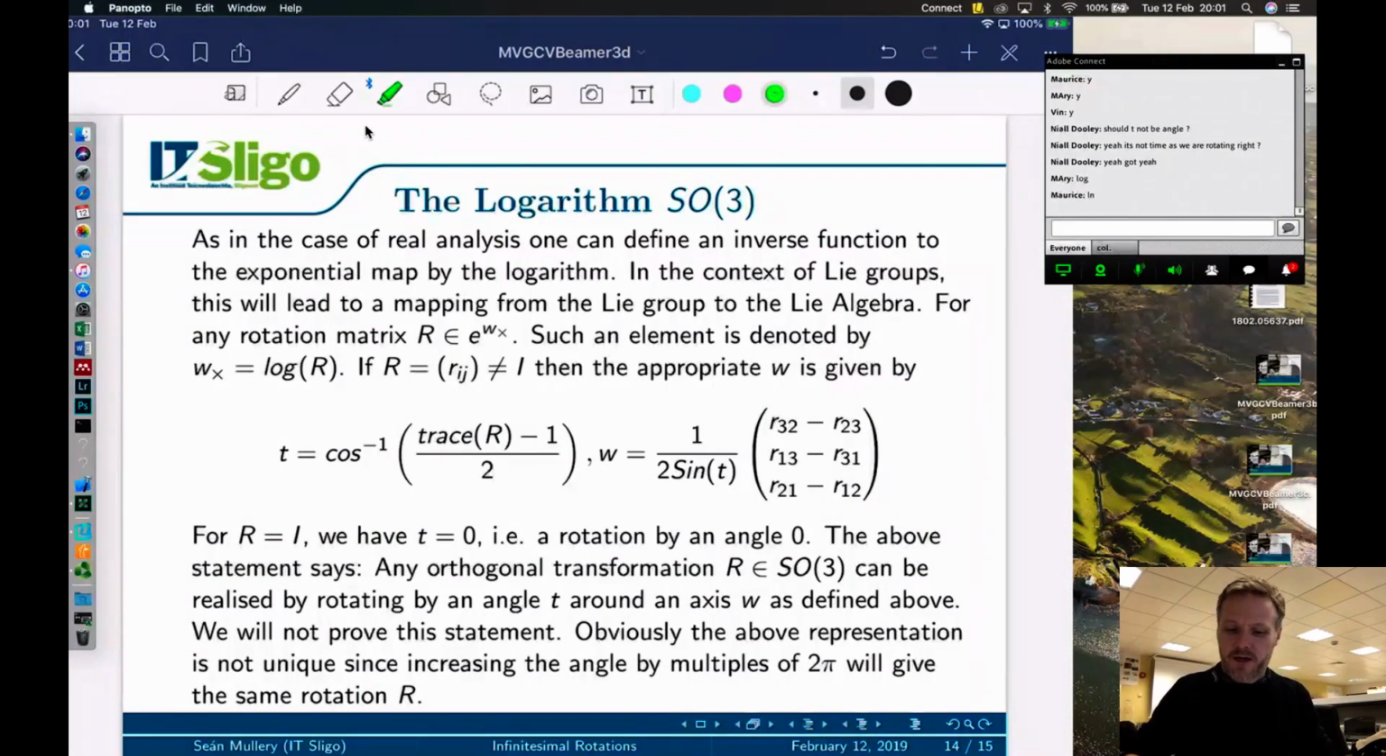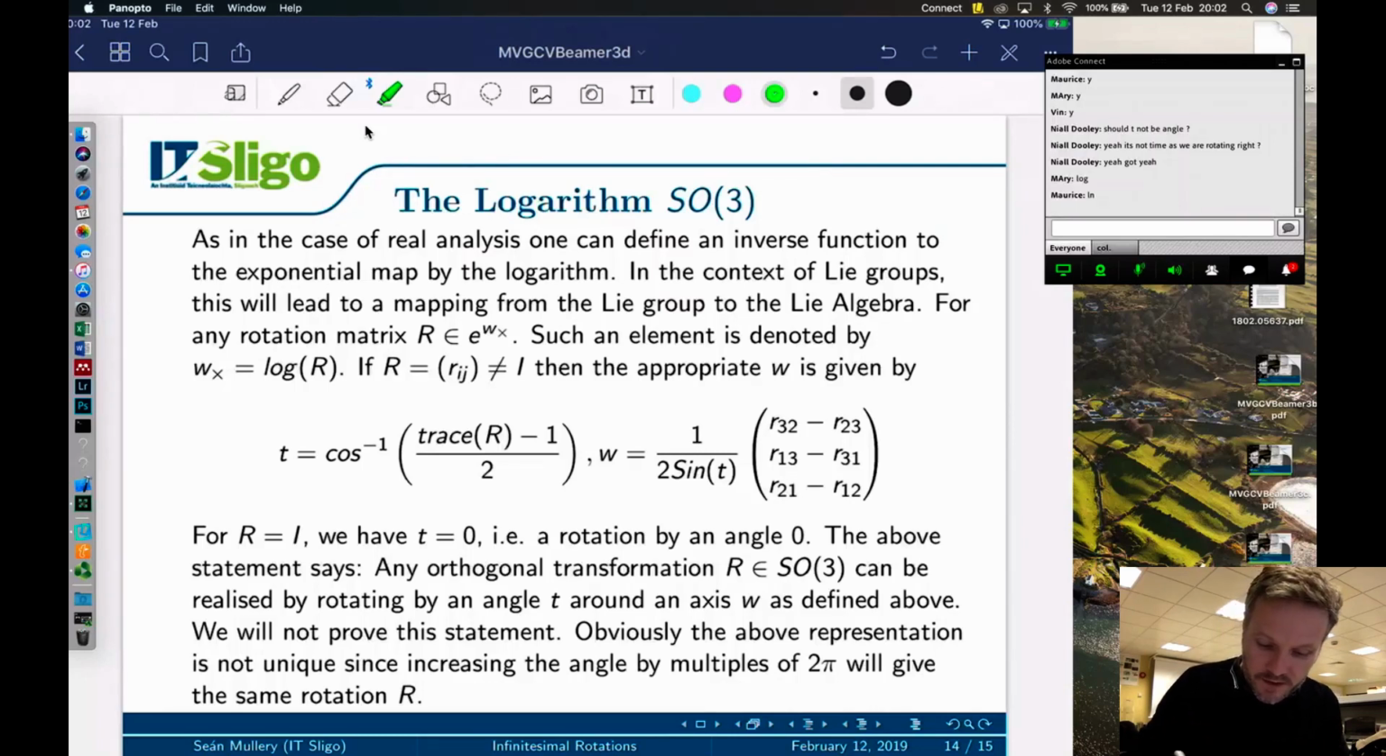As is the case in real analysis, one can define an inverse function to the exponential map by the logarithm. In the context of Lie groups, this will lead to a mapping from a Lie group to a Lie algebra. For any rotation matrix, or in this case e to the wx, such an element is denoted as wx equals the log of the rotation matrix. And we can deal with the log of the rotation matrix as follows.